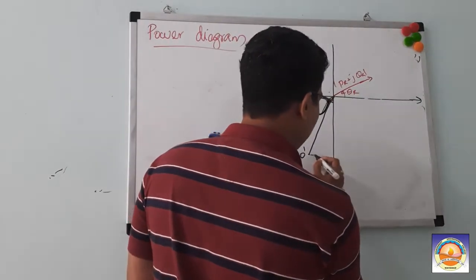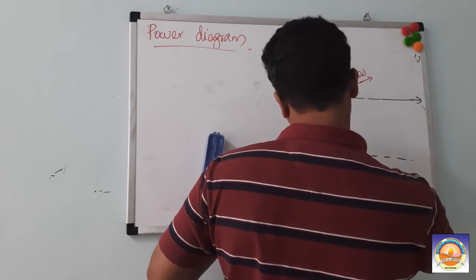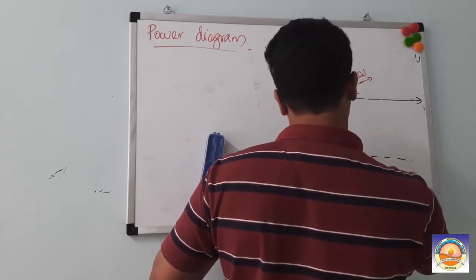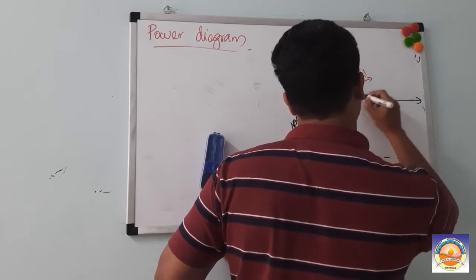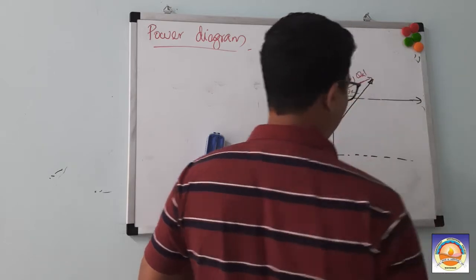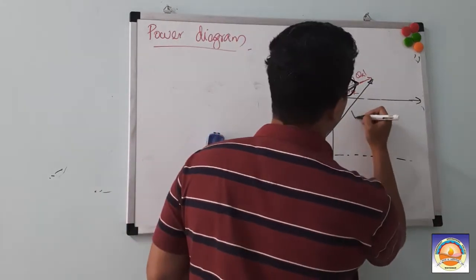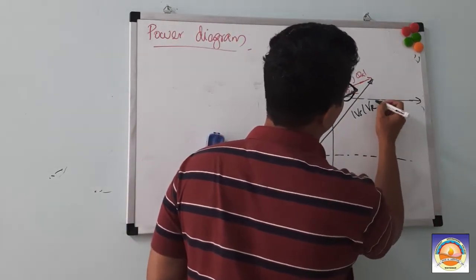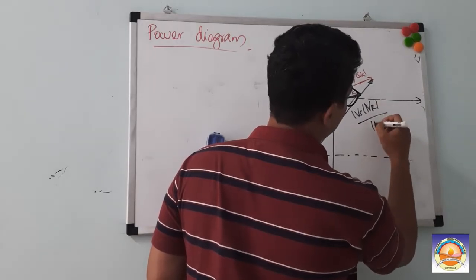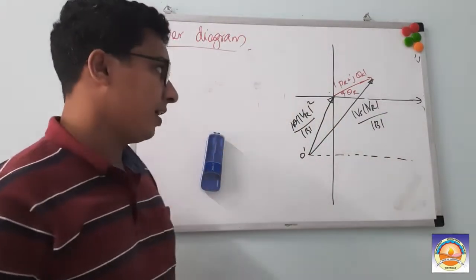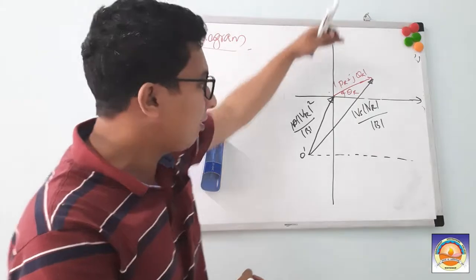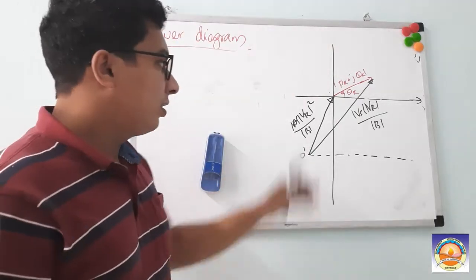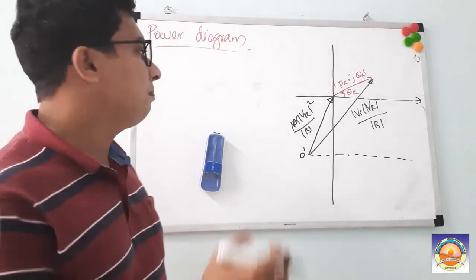Similarly, your Vs VR by B also will take this position. So this will be modulus of Vs VR divided by B. I think you are just clear on it. I have just taken down all the vectors like this. This diagram is what is called the power diagram.